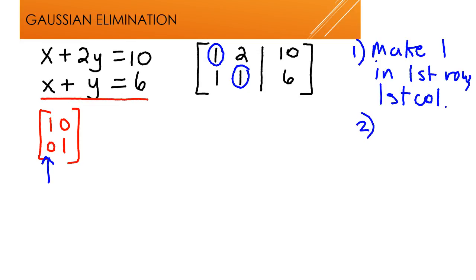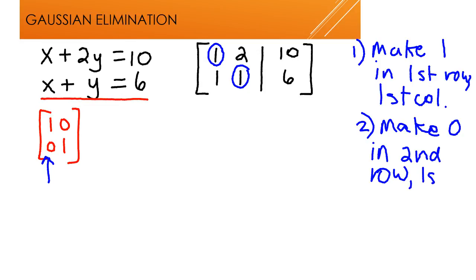So step 2 now is going to make a 0, and this is by elimination. Make a 0 in the first column. We go by row and column. In the second row, first column. So what we're doing now is we're going to make that second row, first column into a 0.